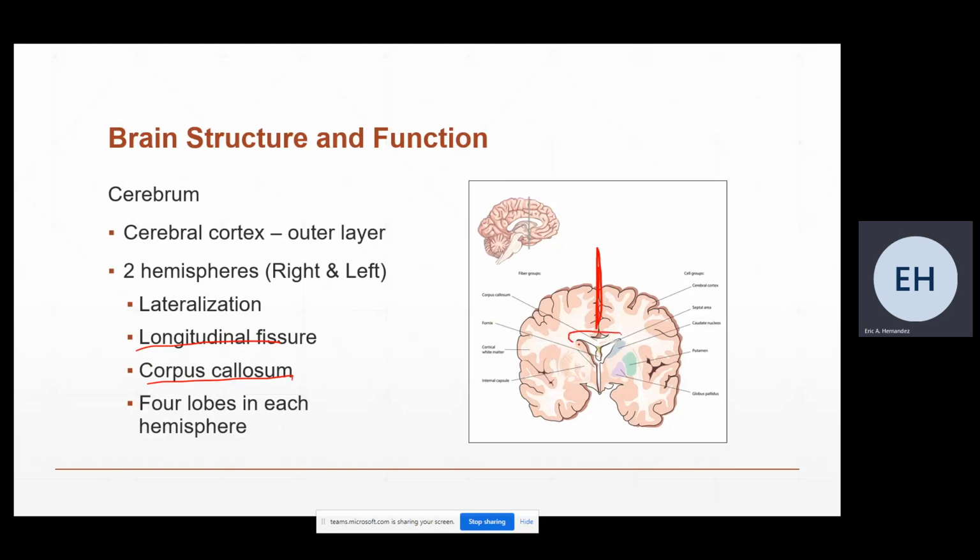The corpus callosum is a thick band of nerve fibers that connects the two hemispheres together. So this thick band of nerve fibers right here helps the two halves communicate together. We'll talk about treatments for epilepsy later, but that's one of the treatments, where medications slow down the rate at which the corpus callosum sends those electrical signals back and forth. And as we break it down further, we'll be talking about the four lobes in our brain.